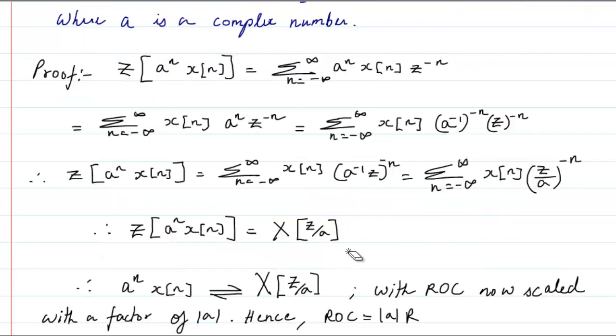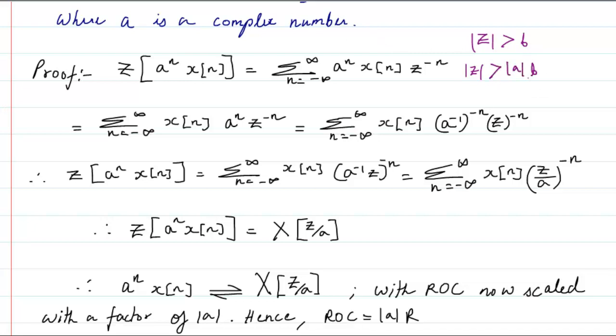So how has the ROC changed? The ROC is now scaled, because as I previously told, the old ROC was some region where magnitude of z is greater than b. Now, instead of z, I will write z by a greater than b, where this magnitude of z by a can be written as magnitude of z divided by magnitude of a. Taking magnitude of a to the other side, I will write that magnitude of z has to be greater than magnitude of a into b.